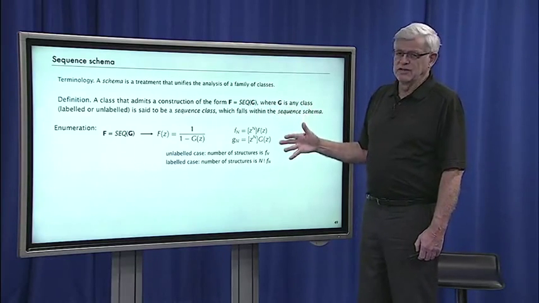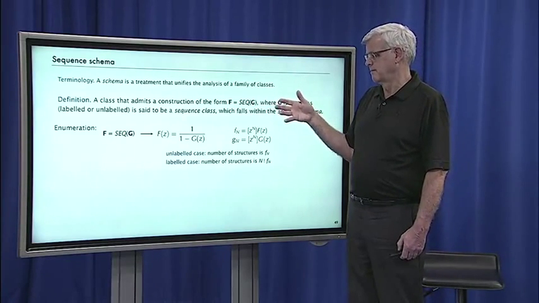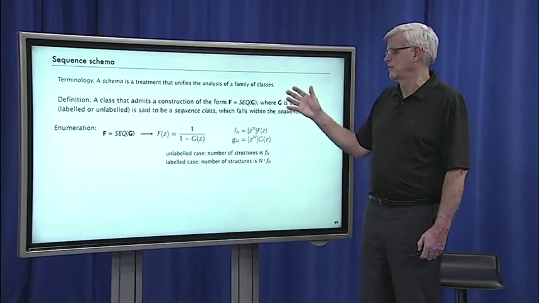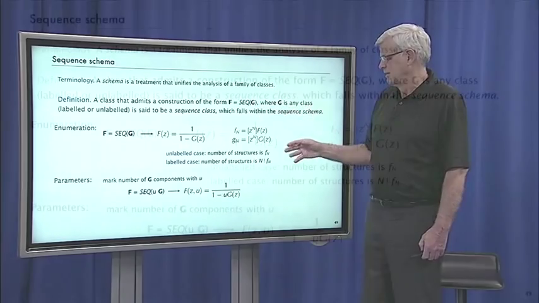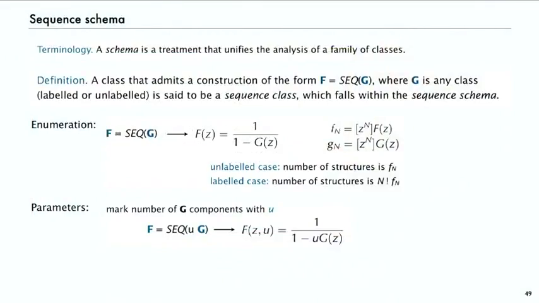But what's also interesting is that we can use the same approach to analyze parameters. So, like if you want to count the number of g components in f. So it's a sequence of g's. How many g's are there in f? Then you can just mark it with a variable u, as we saw in lecture 3, and get this relationship that the bivariate generating function for f has to satisfy in terms of the generating function for g.